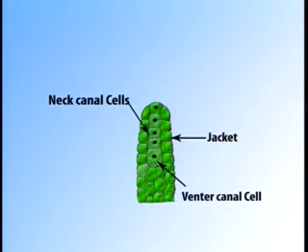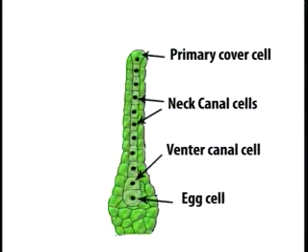The derivatives of the 3 lateral faces form the jacket of the neck, whereas those of the 4th basal face form a row of neck canal cells. The latter occupy the upper part of the neck. Thus in Funaria, the neck canal cells have a double origin. Those in the lower and median part of the neck are derived from primary neck canal cells, and those in the upper portion from the basal derivatives of the cover cell. A transverse division in the primary venter cell gives rise to a venter canal cell and an egg.